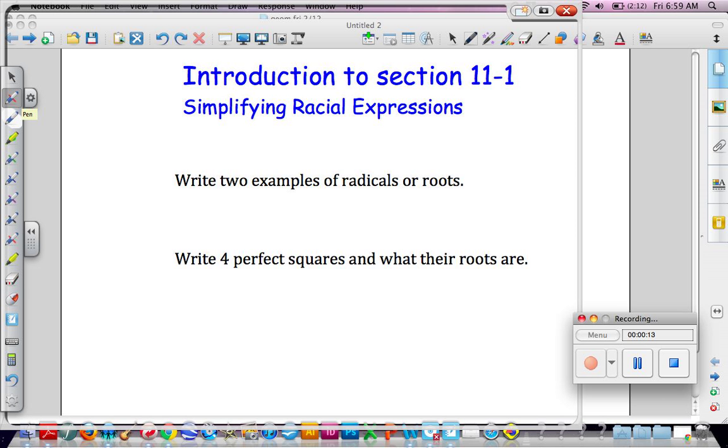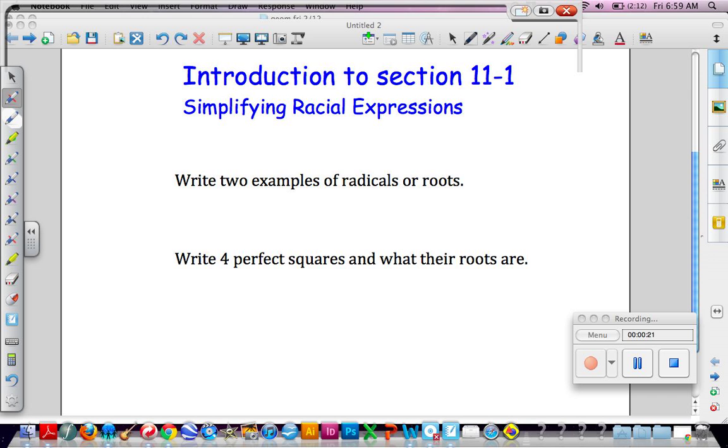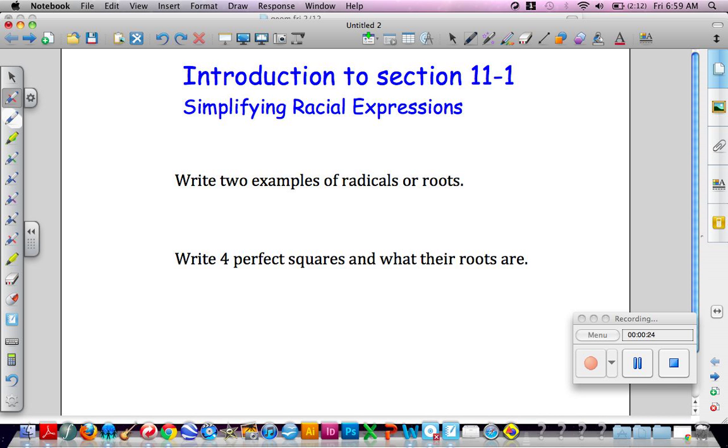Today we're going to talk about section 11-1, which is on simplifying radical expressions. First, we need to know what a radical is. Below it says, write two examples of radicals or roots. Well, when I say roots, you might say the square root of 4. A root is a radical. Another example of a radical would be root 3.